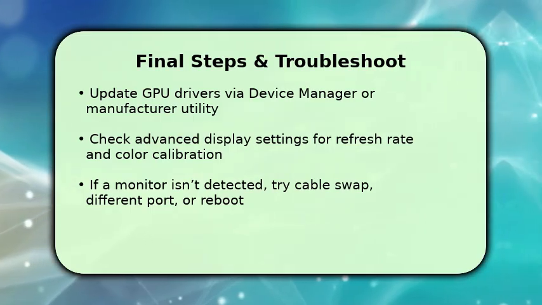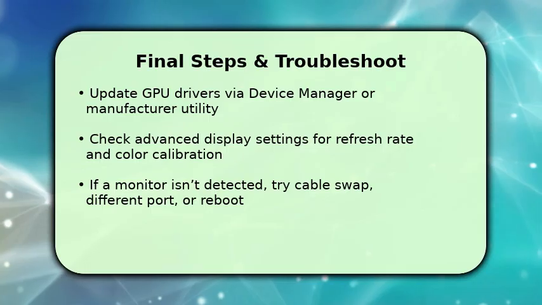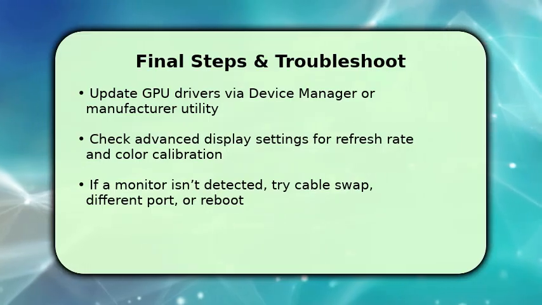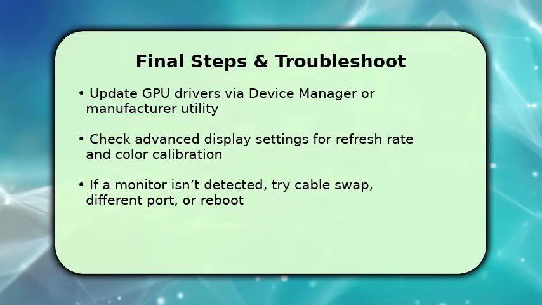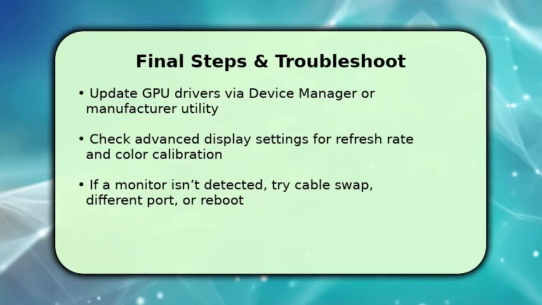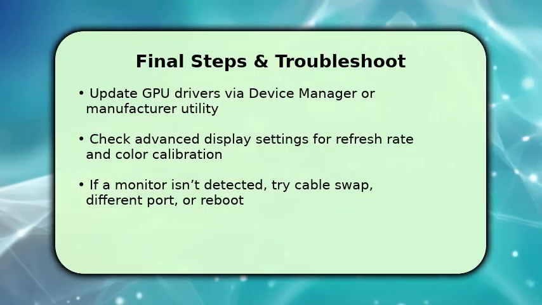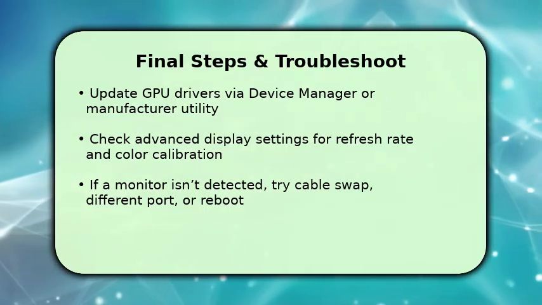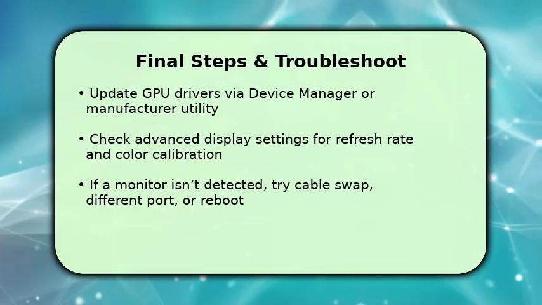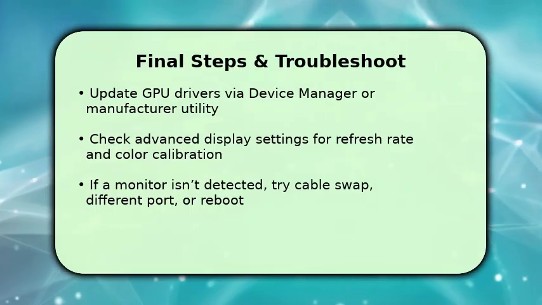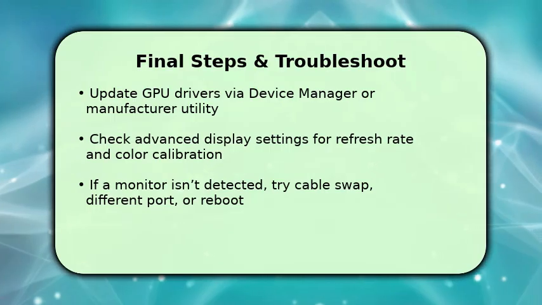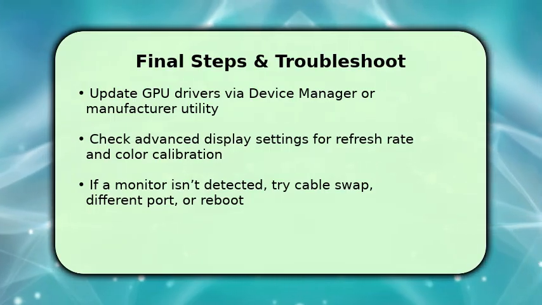Adjust refresh rate and color profiles in advanced display settings so motion and colors match across screens. If a monitor still fails to appear, reboot with the monitor connected, try a different cable or port, and rerun Identify. If nothing works, test the suspect monitor on another PC. This isolates hardware versus Windows configuration problems quickly.